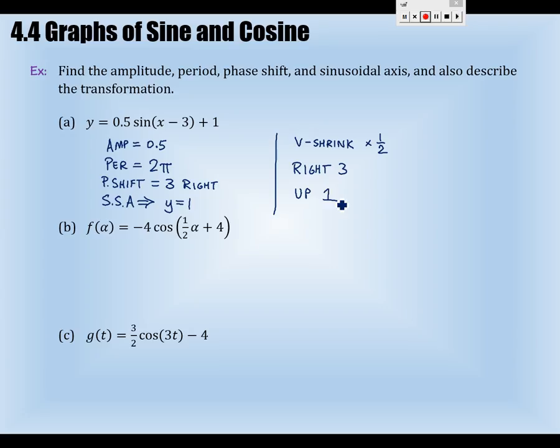Talk to me about B. You all right there? Okay, we got you. I want you to do the same thing that Maria did so excellently. Amplitude is -4. Well, let's just report it as 4, but I hear you. The period is 4 pi, and phase shift is 4 to the right, left. And then sinusoidal axis is y equals 0.